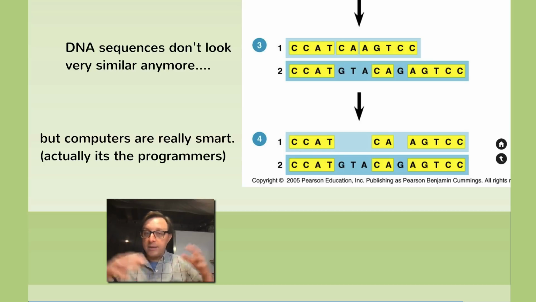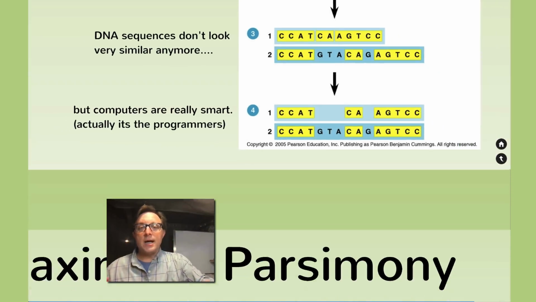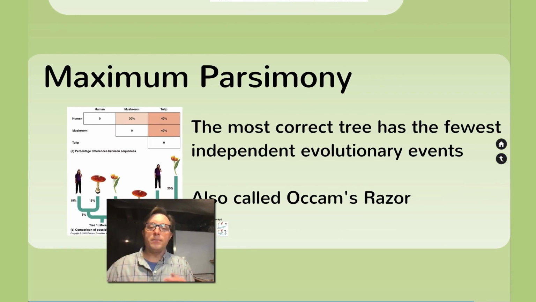One aspect of building these trees that we need to take into account is this idea of maximum parsimony, or parsimony. I'm not really sure how it's pronounced. I've heard it both ways. And this is basically the idea that the simplest explanation is usually the correct explanation. So when we are putting trees together and figuring out mutation rates and how many changes have accumulated, we want to make sure that we have the fewest independent evolutionary events.